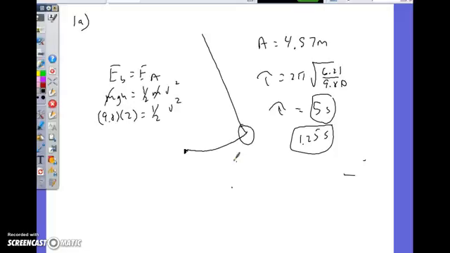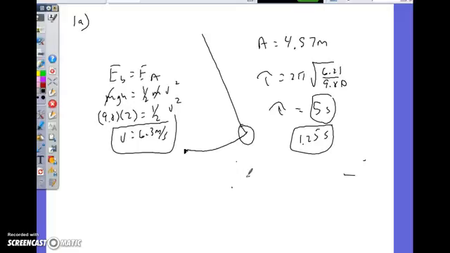What'd you get? That seems low. Hold on. Let me do the math again. 4 times it should be about 40. Square root of 40 should be about 6.3. Yeah, 6.3 is what I'm getting. I did something wrong there, but 6.3 sounds right to me. Yeah, it is.